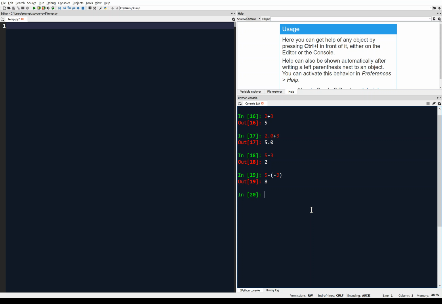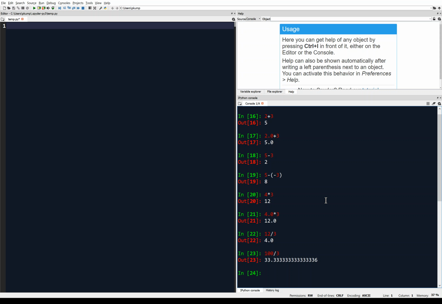Okay, so then there's multiplication, which is the asterisk. 4 times 3, 12, right? Notice 4.0 times 3 gives me 12.0. Division works as you would expect. 12 divided by 3, right? It's the slash for division next to the shift key. 4.0, interesting. Gave us 4.0. You know, 100 divided by 3 gives us 33.333333 with some rounding or some error there.